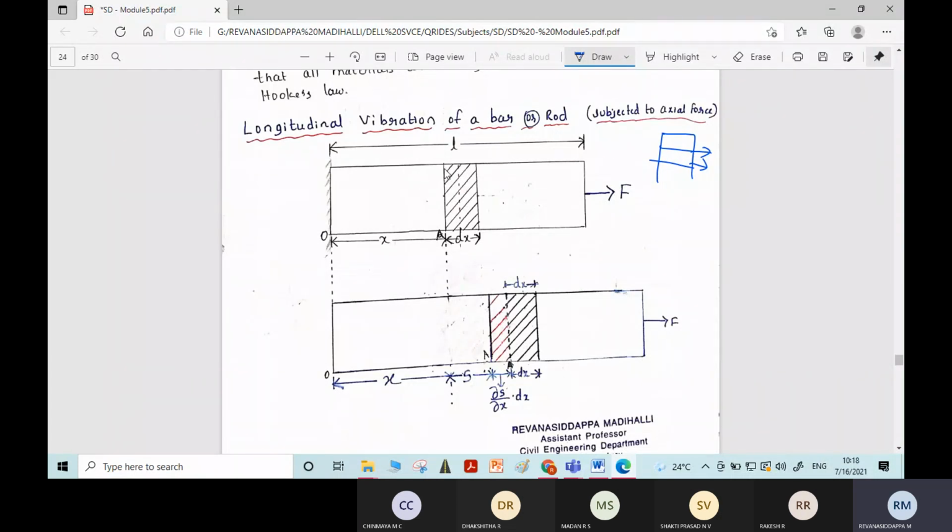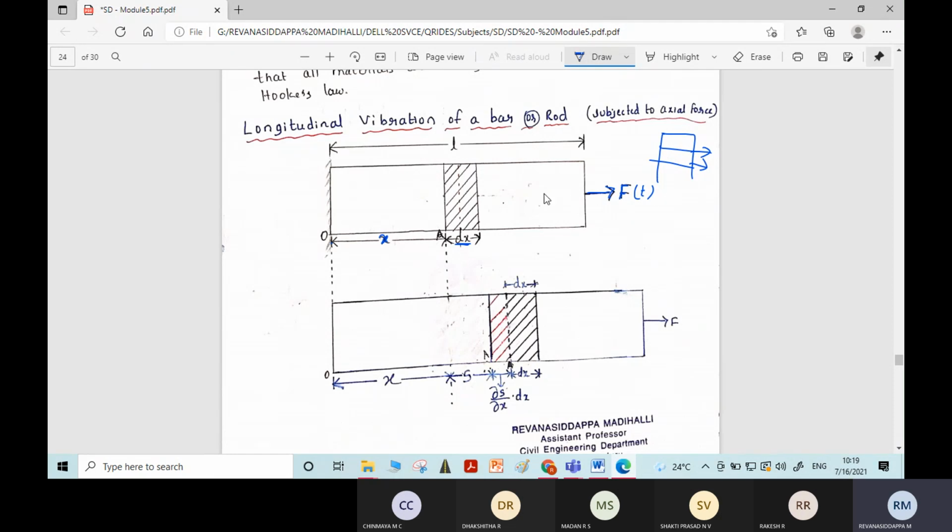Consider an elemental area of width dx at a distance x from the point O, that is, from the support. When this system is applied with the external force F, it is a time dependent force, F of t, as in vibration.